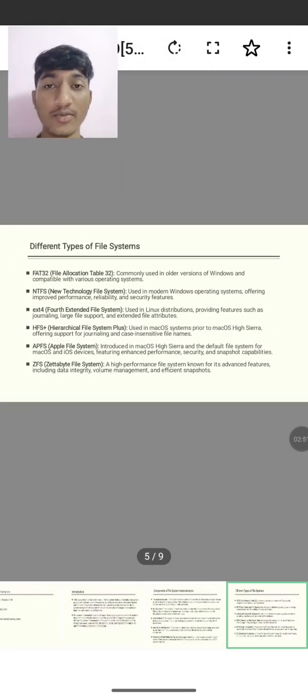Next is different types of file system. In this, there are six file systems. First, FAT32. FAT32 means File Allocation Table 32. Commonly used in older versions of Windows and compatible with various operating systems. Next, NTFS, New Technology File System, used in modern Windows operating systems, offering improved performance, reliability, and security features.